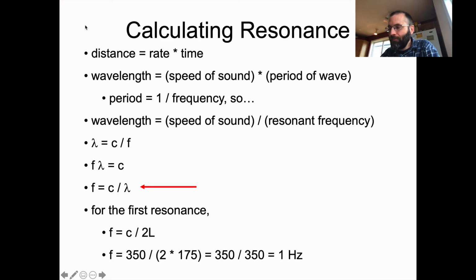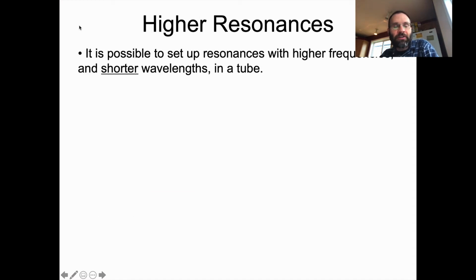Okay, so essentially, if we want to get different resonant frequencies, all we need to do is change the length of the tube. But there's another trick we have up our sleeve, which is that you can set up more than one resonance in a tube, and if you do that, they will have higher frequencies and shorter wavelengths. I'll show you why in a second, and then we'll walk through the implications for the math too.